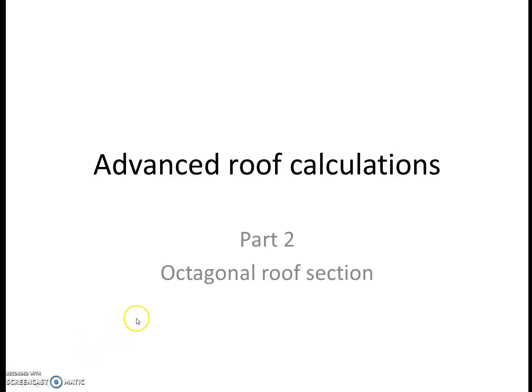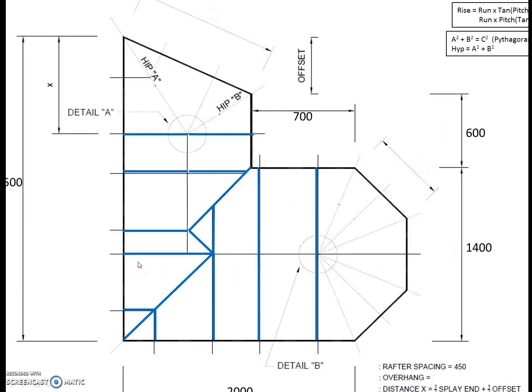So now we are discussing the octagonal roof section of the advanced roof practical. Here we can see these are all of the rafters that we worked out in the previous video. So hopefully you've still got all those notes written down. You'll notice also that this picture is a little bit more zoomed in than previous ones. We've lost a little bit of information around the outsides.